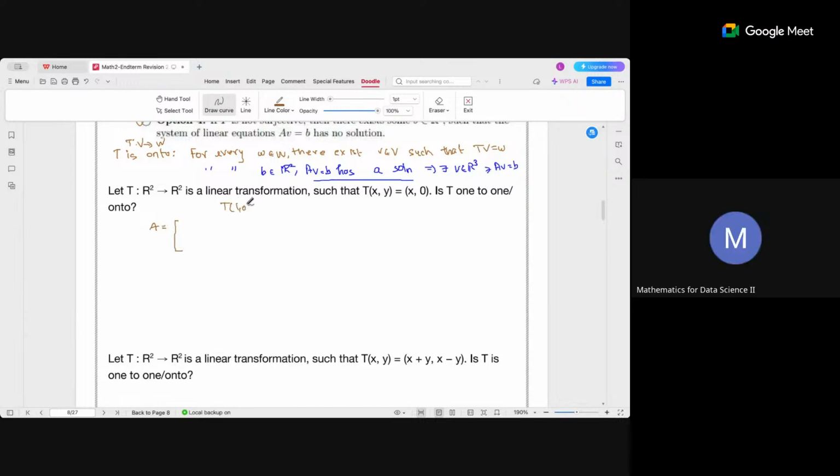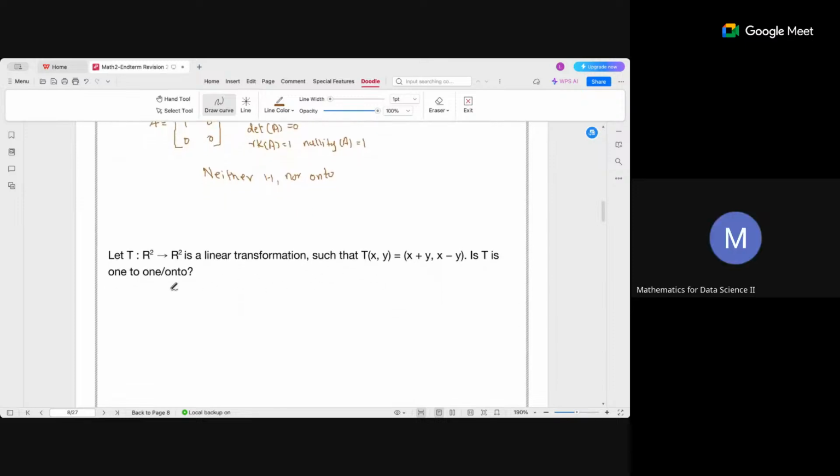T of (1, 0) is (1, 0). T of (0, 1) is (0, 0). So the matrix is nothing but [1, 0; 0, 0]. Kernel is not 0. What is the determinant of A? It is 0. Or you can straight away look at the rank. Rank is 1 and nullity is also 1. So it is not one to one and not onto. So it is neither one to one nor onto. Clear?